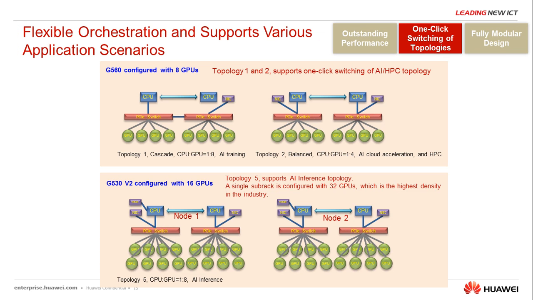The G560 full-width node supports one-click topology switching, while the G530 V2 uses the balanced mode to mount 16 NVIDIA Tesla P4 cards to 2 CPUs to provide online and real-time decision results for the AI interface.